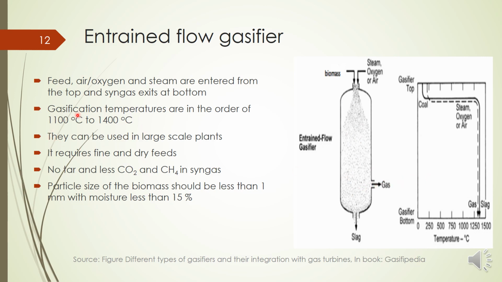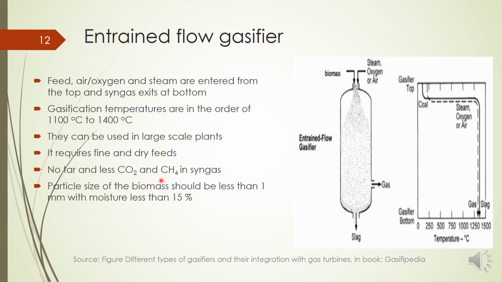Then we have the difference in temperature. The entrained flow gasifier uses high temperature, and they are very much suitable for large scale plants. Fluidized gasifier is suitable for some medium scale plants, but the entrained flow gasifier is very much suited for large scale plants. And they have very less tar problem, and CO2 also reduced.